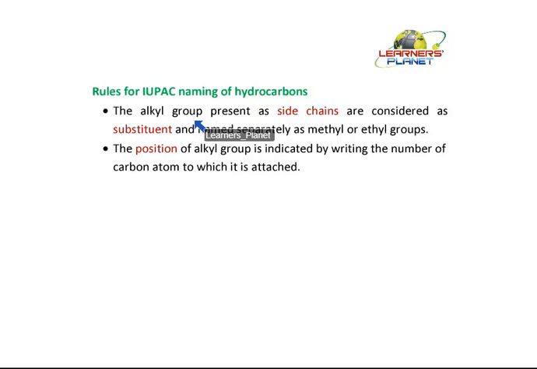It says that the alkyl groups present as the side chains are considered as substituents and named separately as methyl or ethyl groups. The position of the alkyl group is indicated by writing the number of the carbon atom to which it is attached. If you remember, students, in my previous session I took one example, and in that I was writing the substituents as a primary prefix. Here I'll also take one more example so that this concept is clear to you.